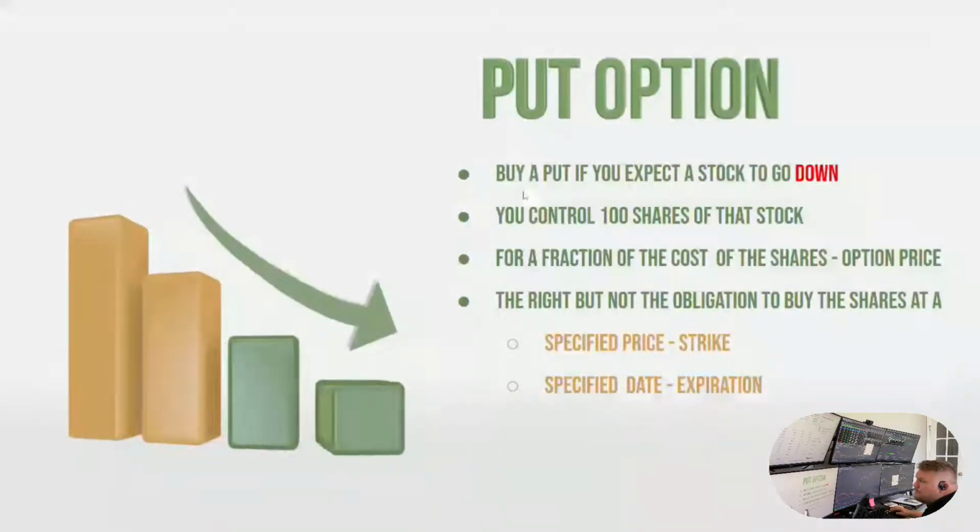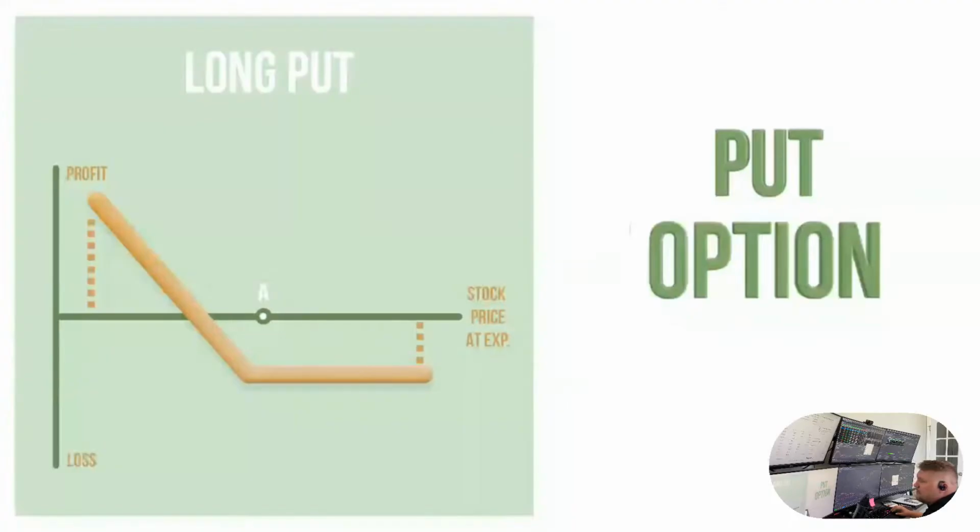Now, a put option. With a put option, you make money as the stock goes down. You control 100 shares short of that stock for a fraction of the cost of the shares. And same thing, strike price, expiration date. And then here's an example of the put. They forgot to put the price point, but obviously, as you guys can see here, as the stock drops, you start to make some profit. As the stock goes higher, you lose money. The max you could lose is the premium paid.